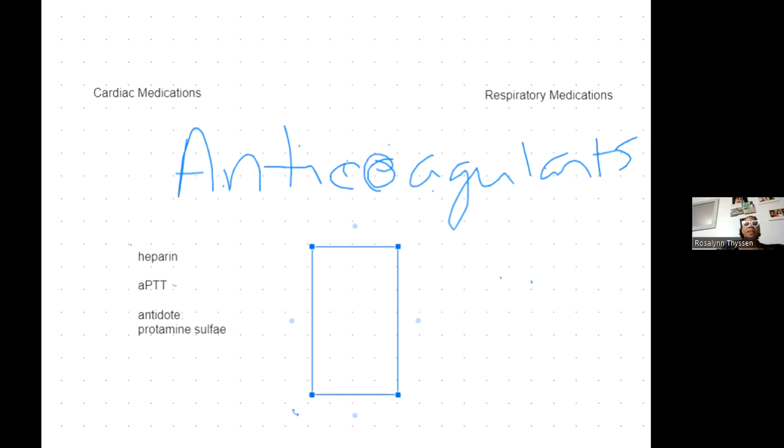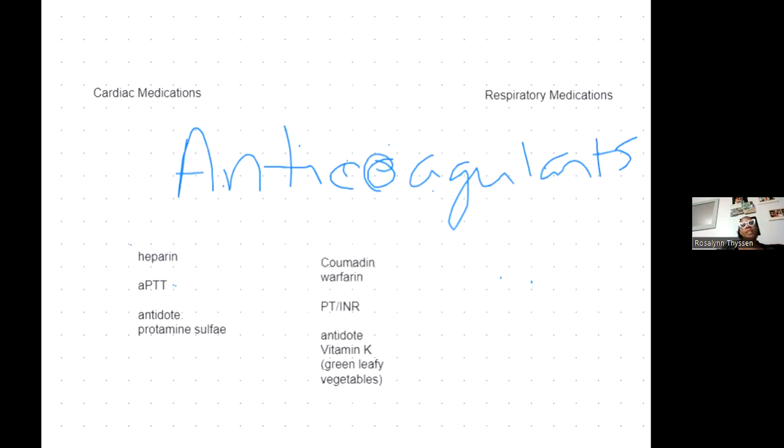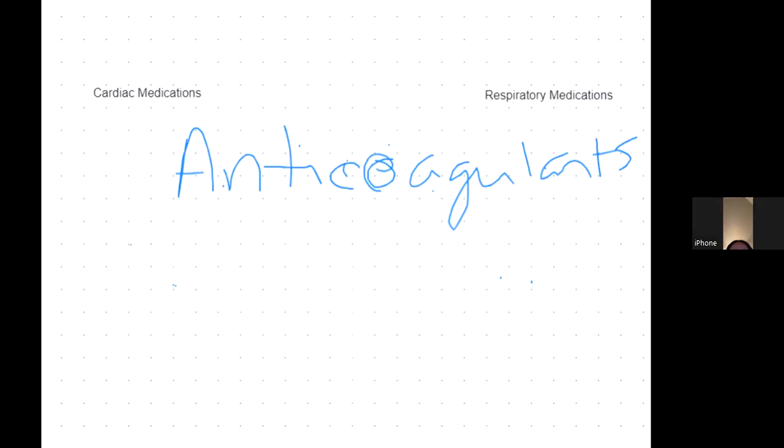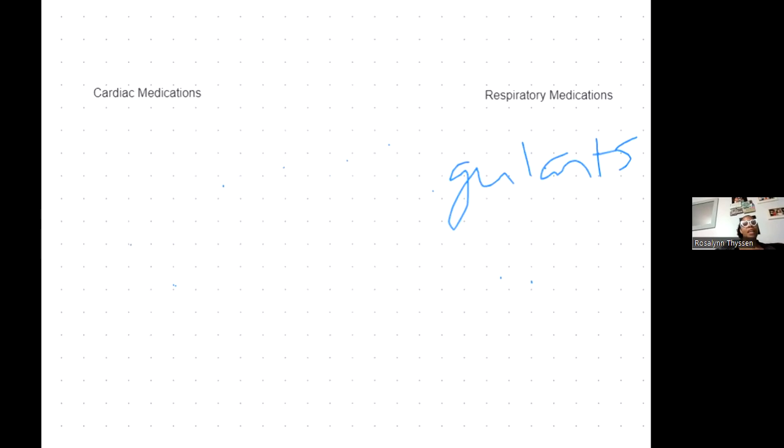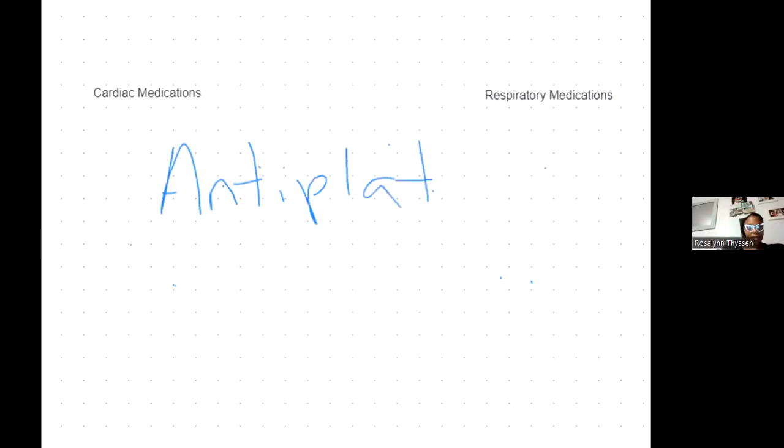Then we have an antiplatelet, which works very similarly to an anticoagulant. With an antiplatelet, it's stopping the platelets from joining together to create a plug. Can you give me an example of an antiplatelet? Aspirin and Plavix, correct. It's going to prevent those platelets from joining together to create that plug. Again, same side effects though. What are my side effects? Bleeding.